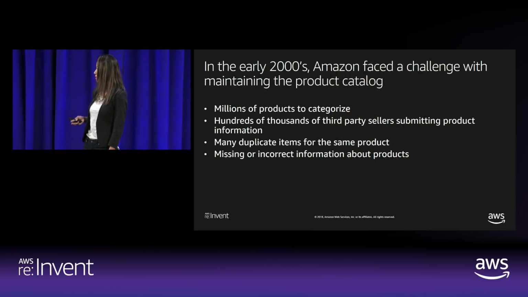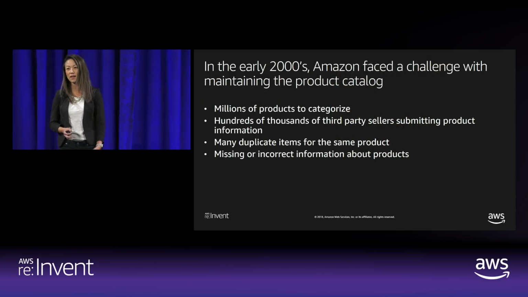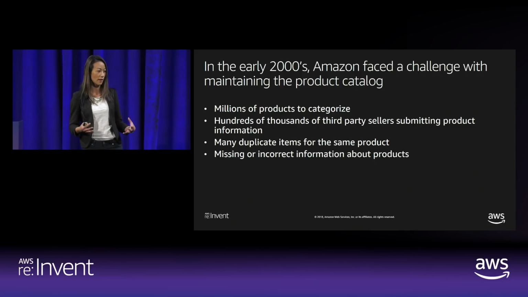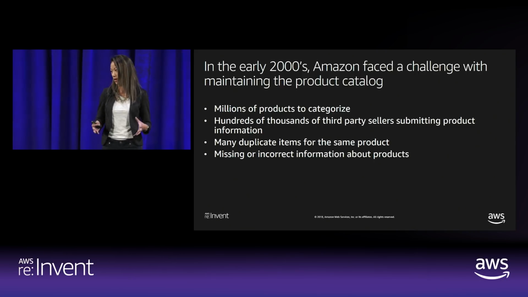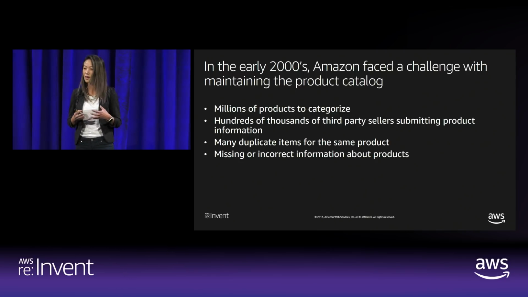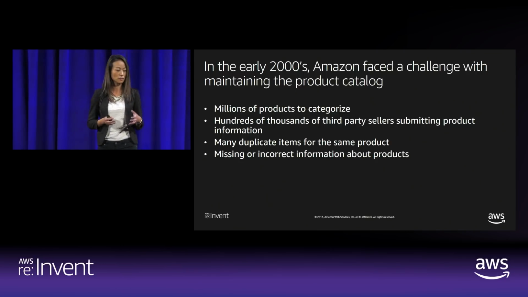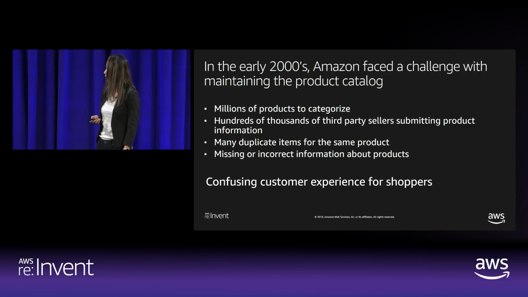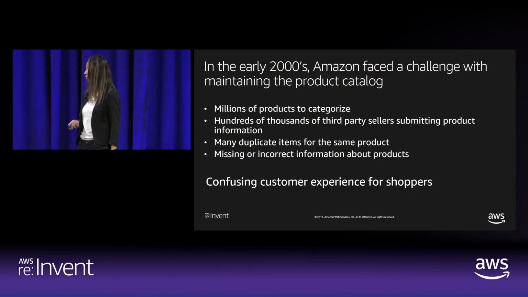So in the early 2000s at Amazon, we had a massive problem with organizing our product catalog. We had millions of products to categorize, hundreds of thousands of third-party sellers who were submitting product information all the time. And what you ended up having is duplicate information for the same product, as well as missing or incorrect information. Oh, and of course, that resulted in a very confusing shopping experience for customers.